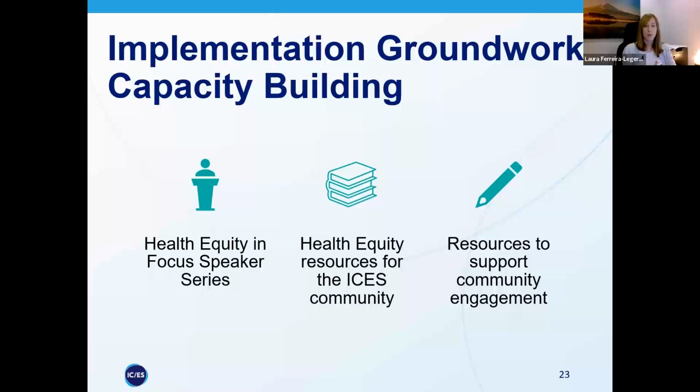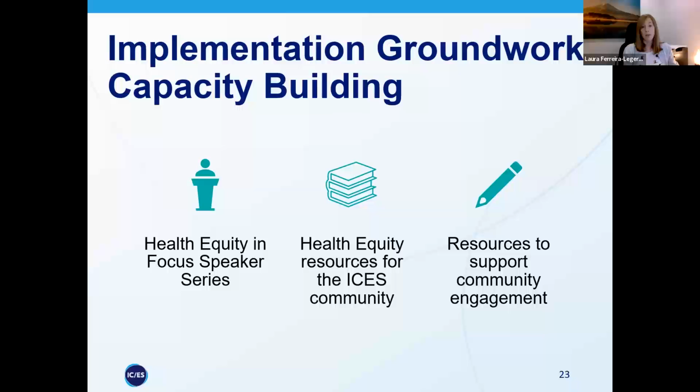So the health equity in focus speaker series, I'll speak about on the next slide as well, but essentially we've had 5 speakers to date that have really covered a range of topics. And it's been an opportunity for staff and scientists to tune in to a virtual meeting and just hear a little bit more about topics ranging from how to engage with communities in an ICES project, to examples from our scientists, and then also understanding more introductory concepts, even to understanding concepts of privilege and oppression.